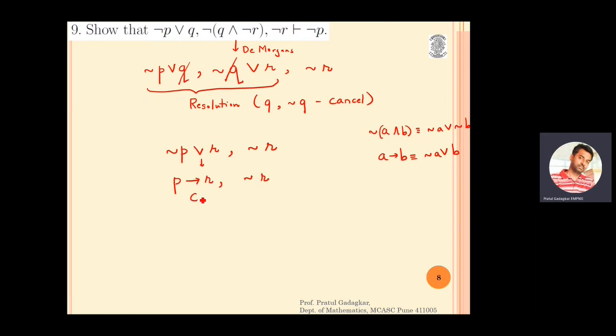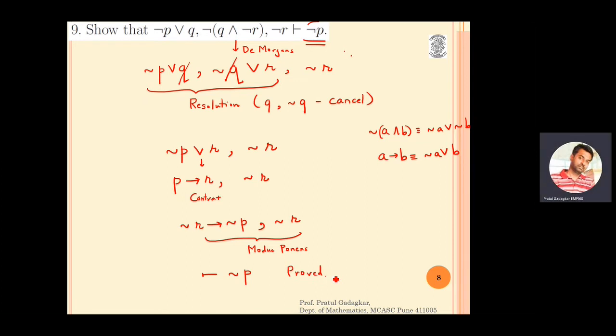And if I take the contrapositive of the first one, and I take the contrapositive of this, I'll get negation R implies negation P, with a negation R implies negation P. So this suggests that this is looking like a modus ponens. So by modus ponens, I can clearly say that the conclusion is negation P. And this is what we were looking for, right? So this is what negation P was expected. So yes, we have proved that the argument is correct.